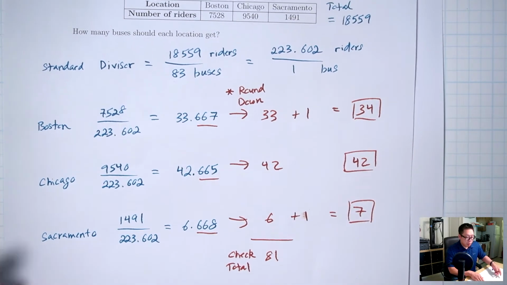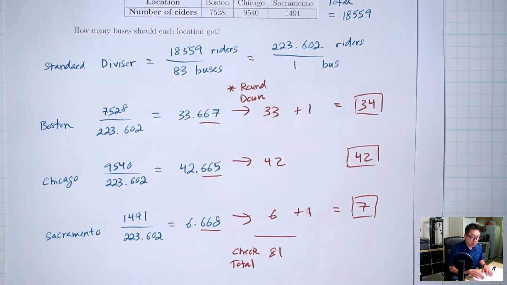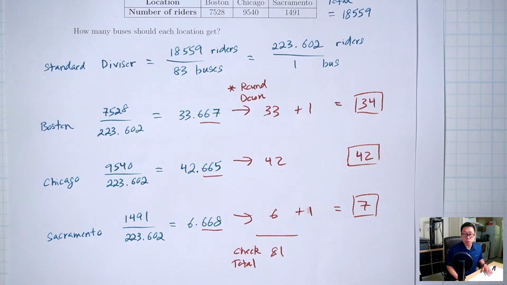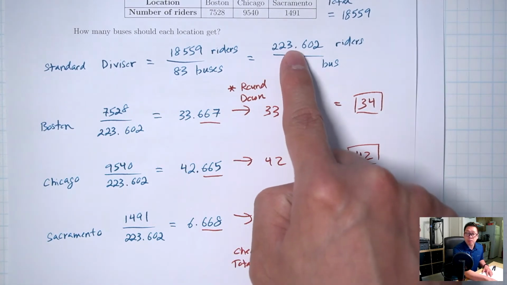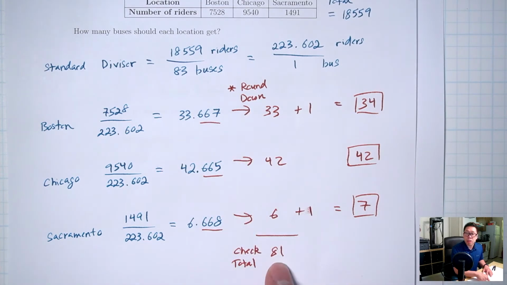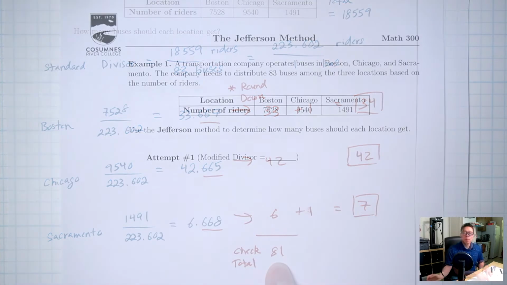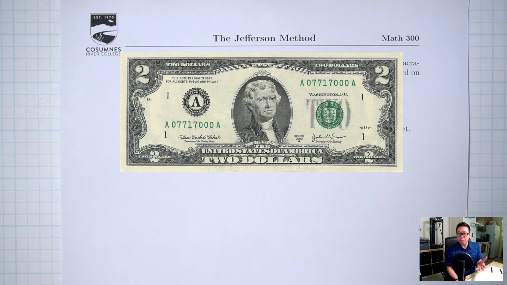So to fix this, what Jefferson proposed is to not give these extras in the end. So what he suggests is to modify this divisor. So to pick a different divisor so that when we divide and round down, we get the exact number that we want. By the way, the Jefferson method was proposed by Thomas Jefferson, our third president, same guy that's on the $2 bill.